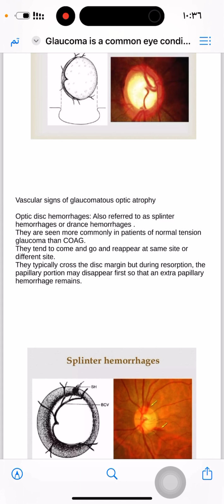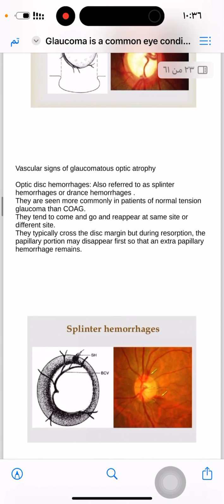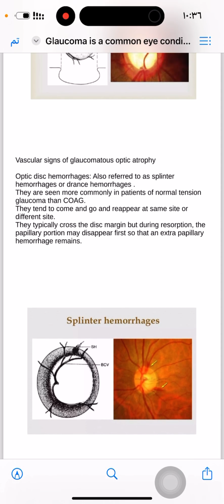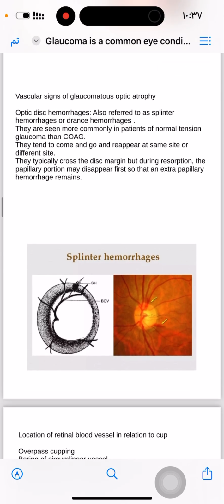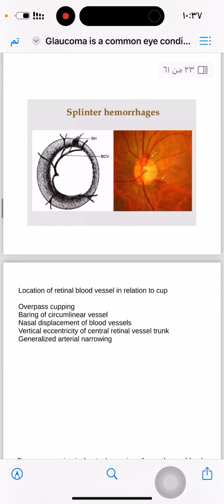Further signs of glaucomatous optic atrophy. We see hemorrhage, as you see here in this picture, splinter hemorrhage or disc hemorrhage. In a patient with normal tension glaucoma, this may come and go and reappear at the same site or different sites across the disc margin. During resorption, the papillary portion may disappear first, so that an extrapapillary hemorrhage remains. The splinter hemorrhage is one sign of glaucomatous optic atrophy.